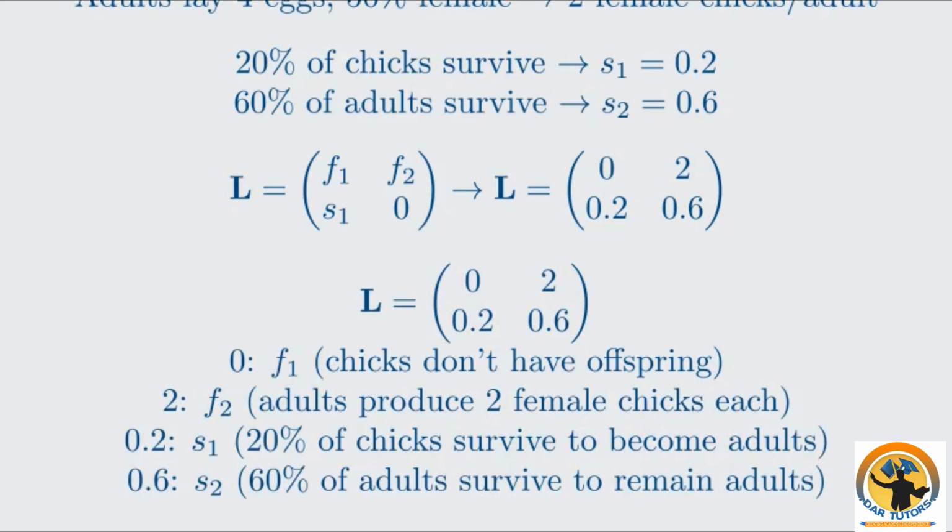Let's break down each element. The 0 in the top left is F sub 1.